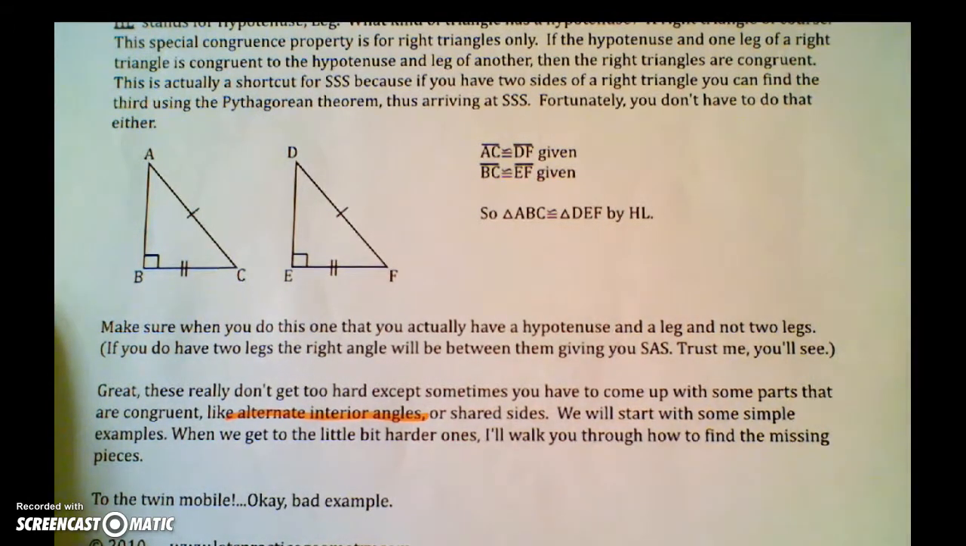So to the Twinmobile, we're going to do our DNA tests, SSS, ASA, SAS, and AAS, to look and see if triangles are congruent. So try the practice problems and see if you can just identify which ones are which, given the pictures and the markings.